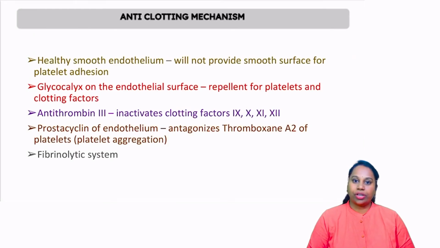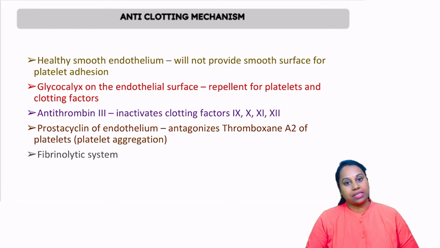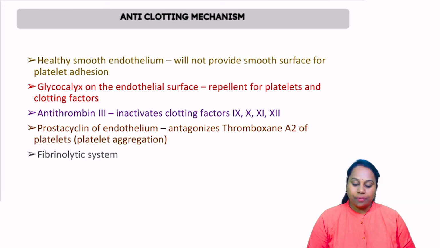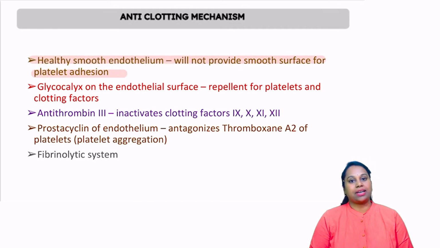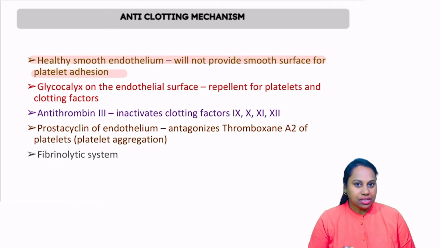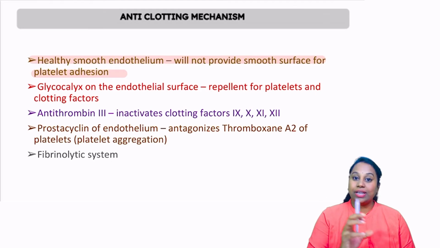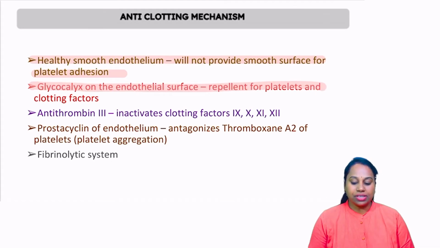Blood does not clot inside your blood vessels because a normal, healthy, smooth endothelium will provide a smooth surface that does not allow platelet adhesion. Only if your blood vessels are damaged, platelets can adhere. Otherwise, platelets flow freely. They don't attach to the blood vessel wall. The glycocalyx on the endothelial surface is a repellent for platelets and clotting factors.